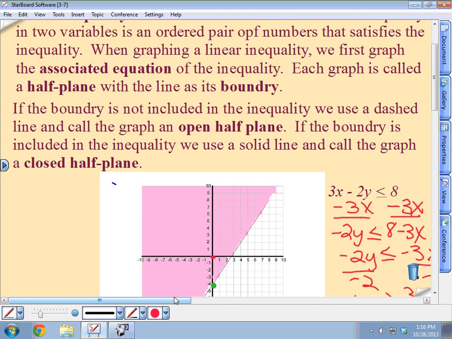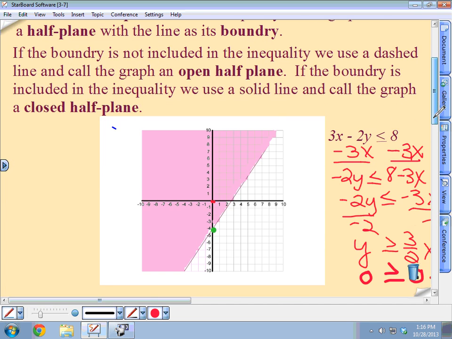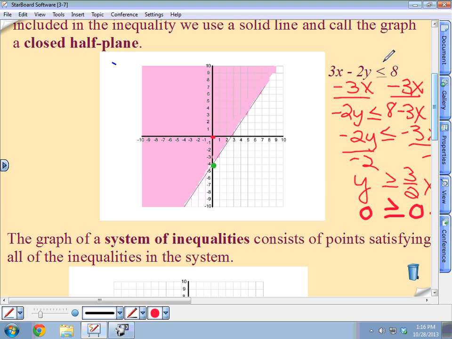If the boundary is not included in the inequality, we use a dashed line or a broken line, and we call that an open half plane. If the boundary is included in the inequality, we use a solid line and call that a closed half plane. So notice here that I have the less than or equal to sign, greater than or equal to sign when I divided by my negative number. And so that's a closed half plane. That's why I have a solid line here down the middle.